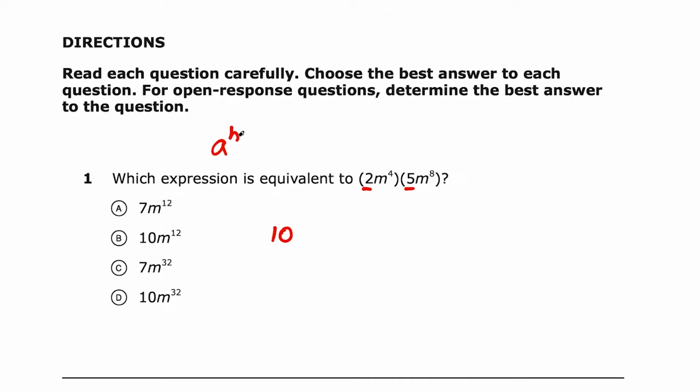The property of exponents that we're going to need is when we have a product of two exponents that have the same base, we just add the exponents together. So a to the b times a to the c would be a to the b plus c. In a situation like this, I'm just going to add these exponents. I'm going to do 4 plus 8. And this is going to simplify now to 10m to the 12th power, and this matches up with choice B.